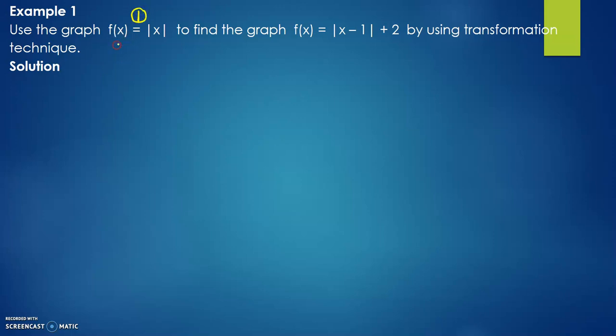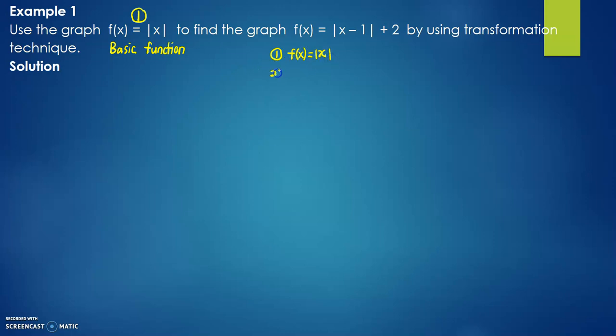So here is the basic function. That's why you need to memorize the graph of the basic function, which is the V shape. Next, by using the transformation technique, we will try to graph this function. We have to do it separately, which means first you need to know how to separate. Our first graph is f(x) = |x|.